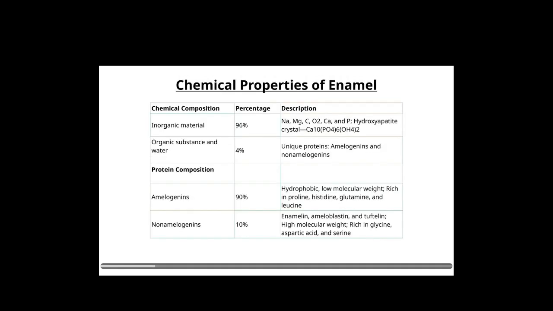Enamel is composed of 96% inorganic material, primarily hydroxyapatite crystals, and 4% organic substances and water. The organic component includes unique proteins. 90% are hydrophobic amelogenins, rich in proline, histidine, glutamine, and leucine, while 10% are non-amelogenins like enamelin, ameloblastin, and tuftelin, rich in glycine, aspartic acid, and serine.